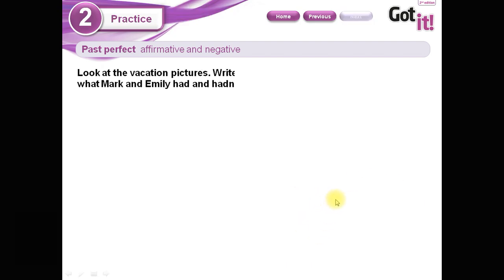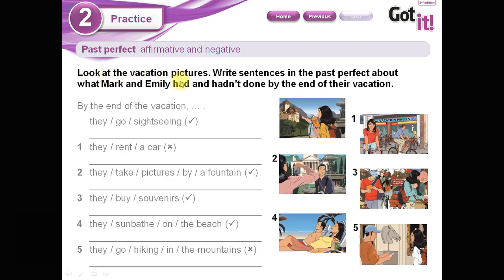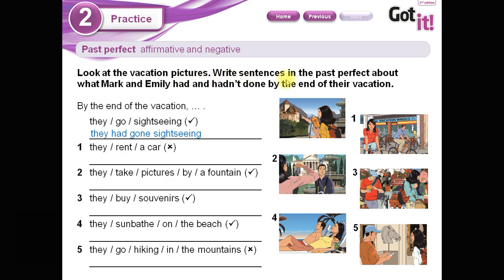In this one, it says, look at the vacation pictures. Write sentences in the past perfect about what Mark and Emily had and hadn't done by the end of their vacation. Look at the exercises. Okay, take a look at this one. Negative, affirmative, affirmative, affirmative, negative. What is the verb I have to change? This one. This verb, I have to change it.